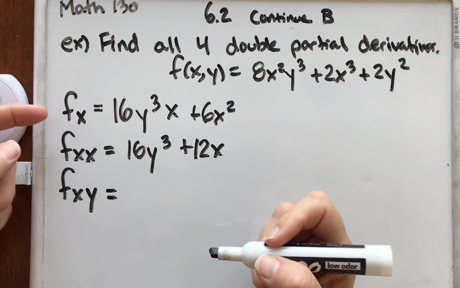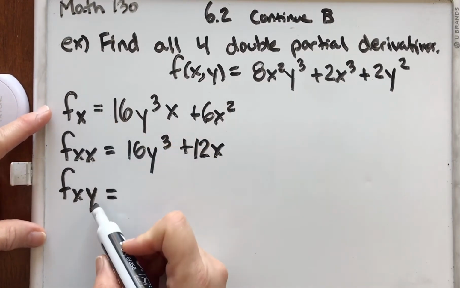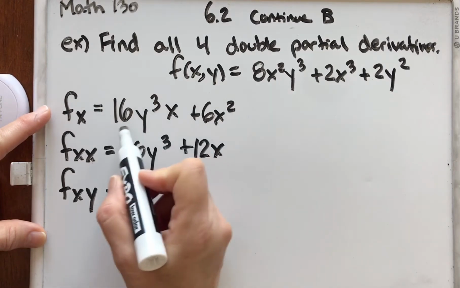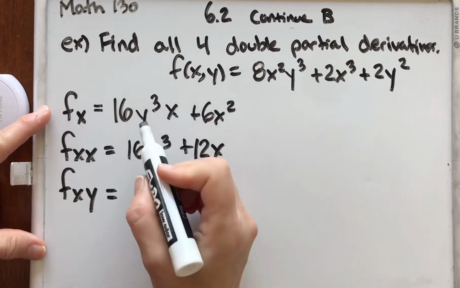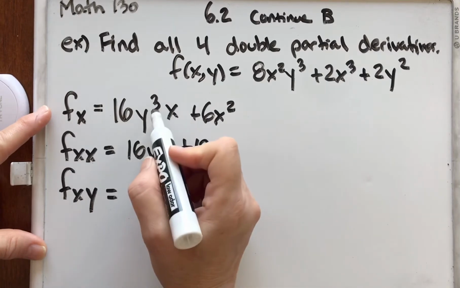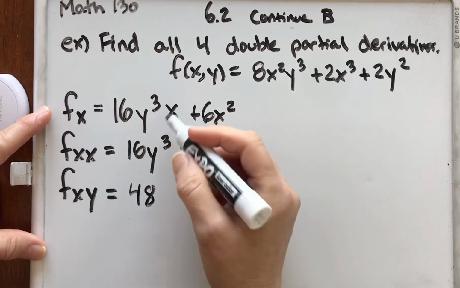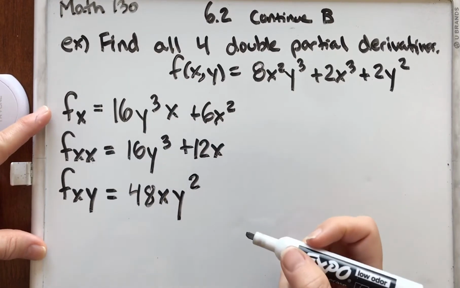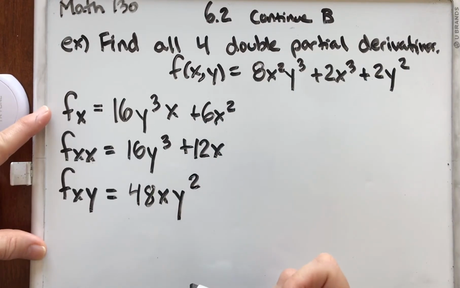fxy. So we're looking up here at fx, and now we're going to take the partial derivative with respect to y. So when we look at this now, we're going to say y is the variable, x is the constant. Since y is the variable now, because we have y out here, we're going to bring down the 3. 3 times 16 is 48. Next comes the constant, and then we take away 1. Next we take the derivative here, but this is just a constant, so it equals 0.